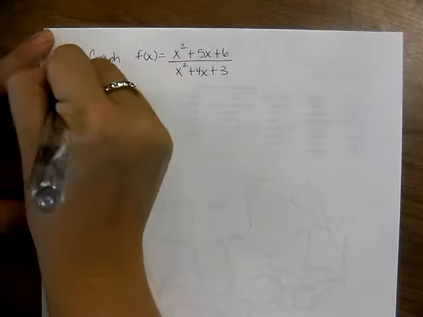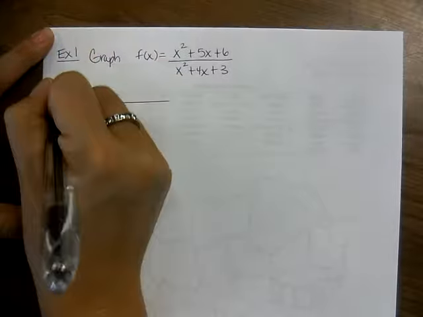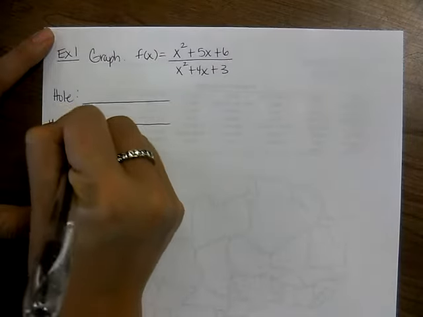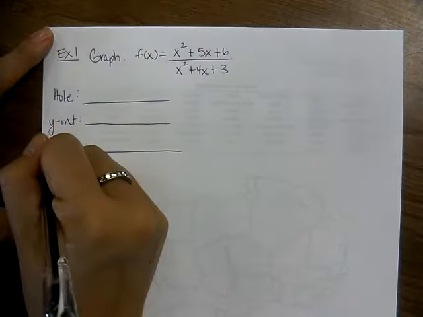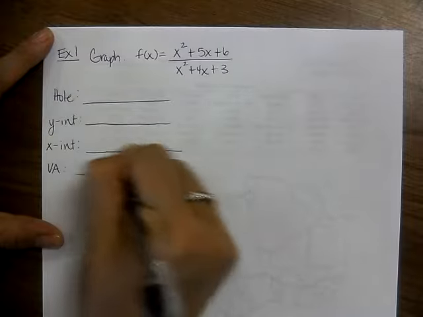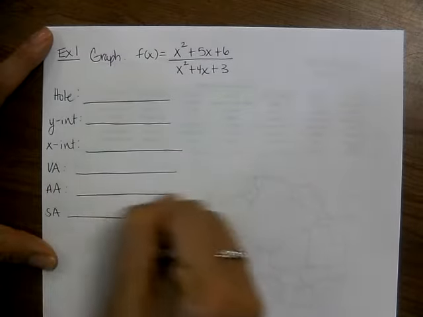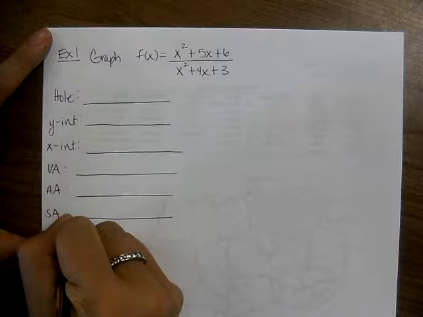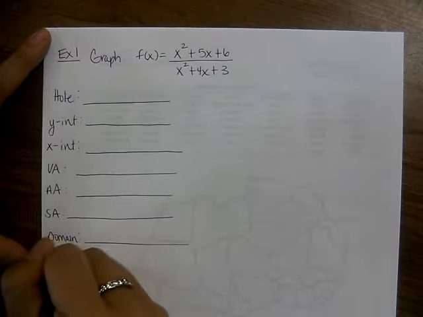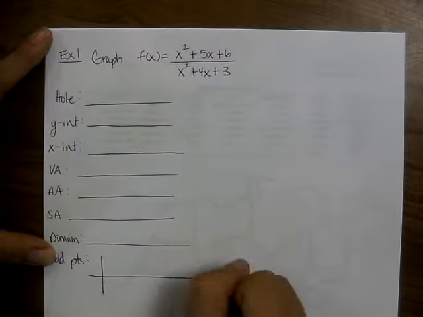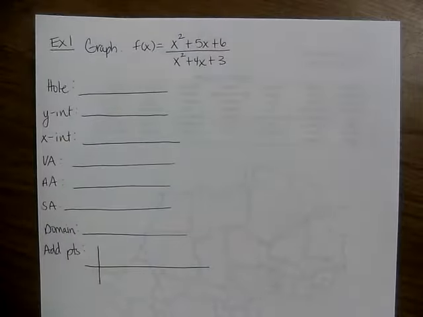So the first thing, we're going to look for a hole. Then we're going to find the y-intercept. Then we're going to find the x-intercepts. Then we're going to look for a vertical asymptote, horizontal asymptote, slant asymptote, domain. Additional points is going to be where we're going to make that table. And yes, the y-intercept and x-intercept have to be as ordered pairs because it's asking for the intercept.